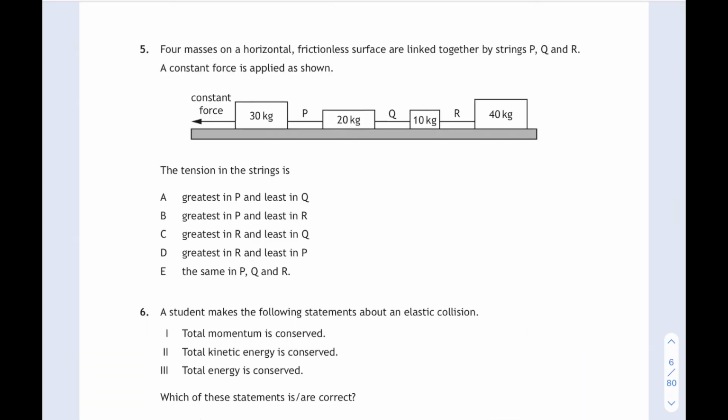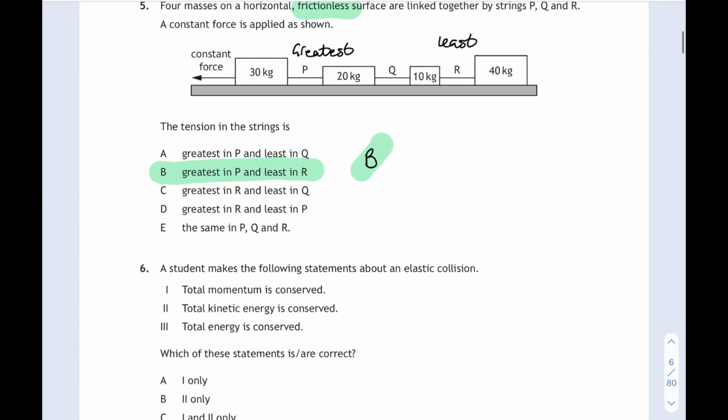Now question 5 is about coupled systems or tension. We have a system there that's moving to the left. There's a force accelerating it to the left, and we are asked to compare the tensions P, Q and R. Tension P is pulling a total mass of 70 kilograms. R is only pulling 40 kilograms. So P will be the greatest, R will be the smallest, and therefore our answer is B, greatest in P and least in R. Our answer is B. This is a constant force and a frictionless surface, so unbalanced force to the left causing the acceleration.